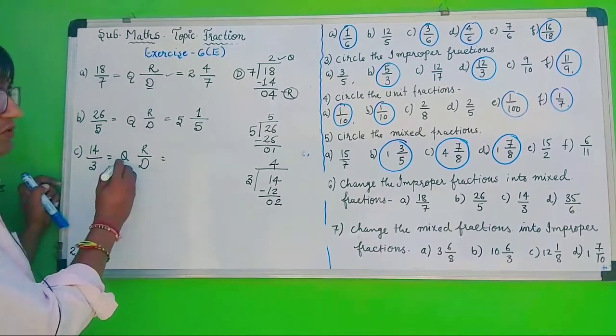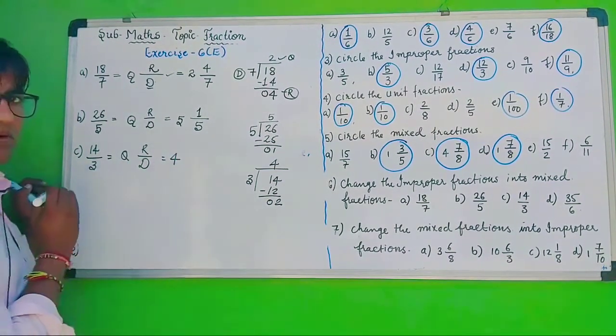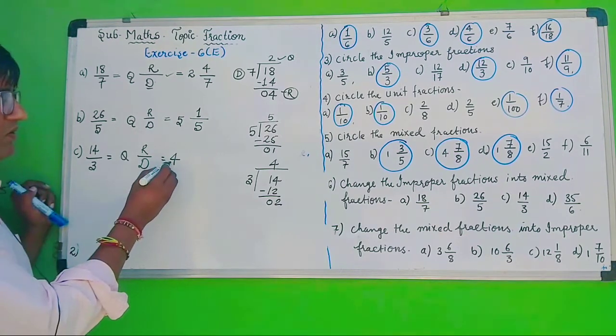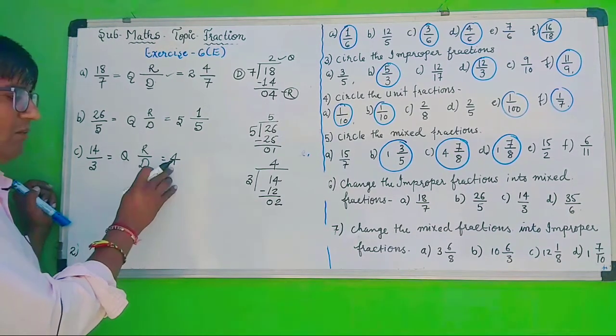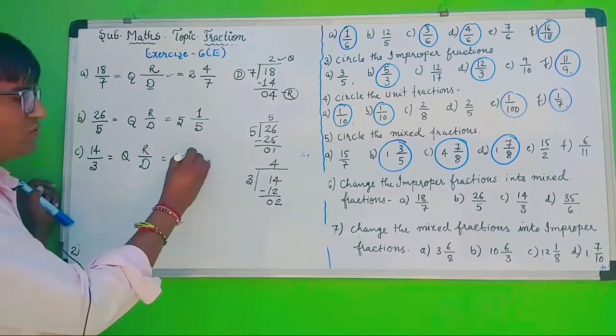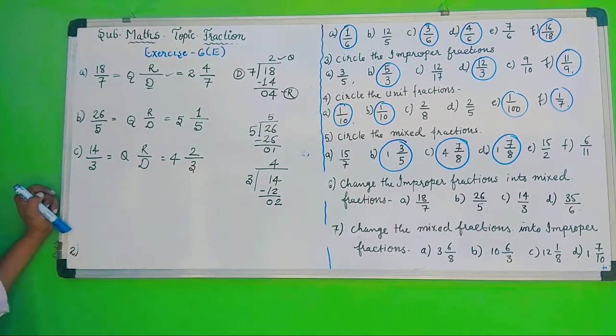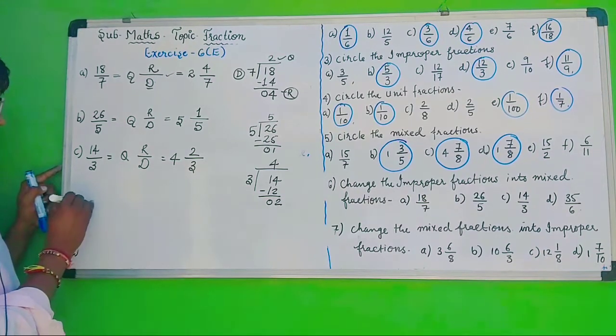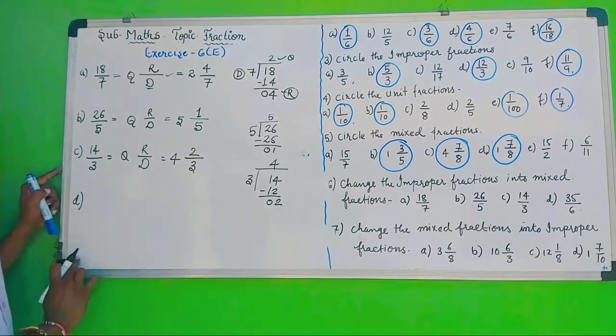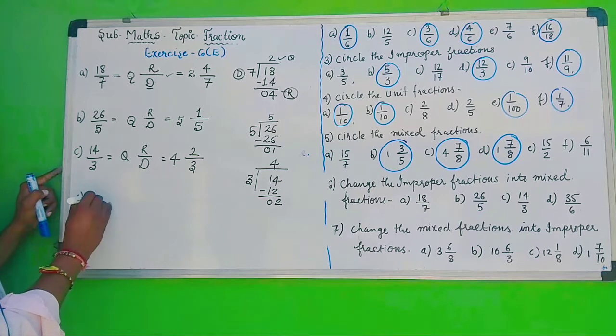Now what is the quotient here? 4 is the quotient. So write down here Q. 4 as a quotient means whole number, and R is 2, so numerator, and divisor is 3, so 4 2 by 3. Okay, done. Then what is next?